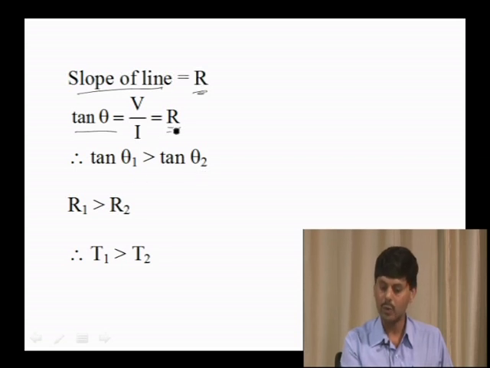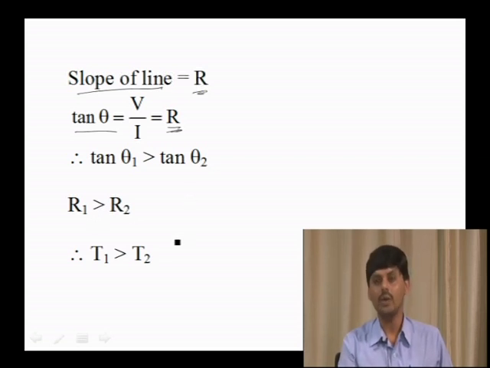Similarly, resistance is directly proportional to tan theta, so R1 is greater than R2. Similarly, the one which has the higher temperature definitely has higher resistance. Therefore, T1 greater than T2. The correct option for this question is B.